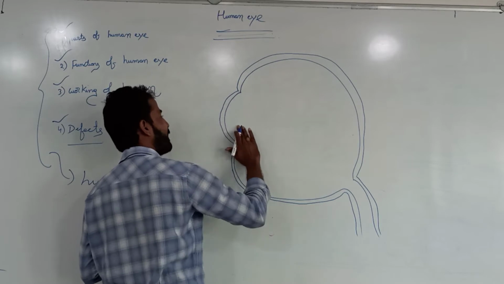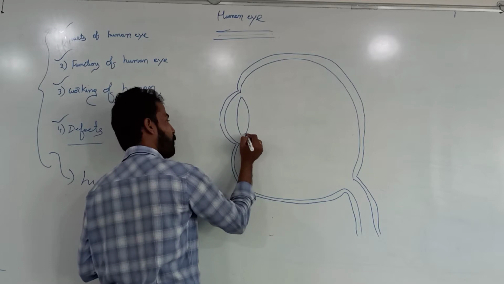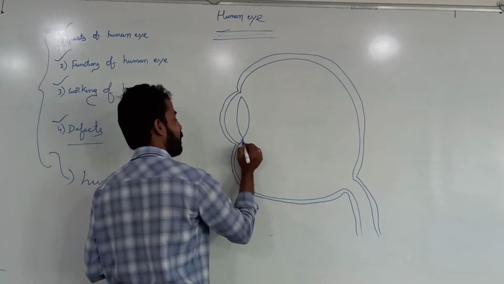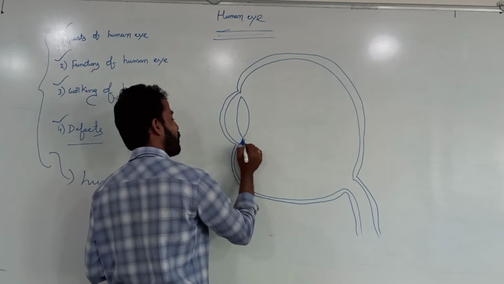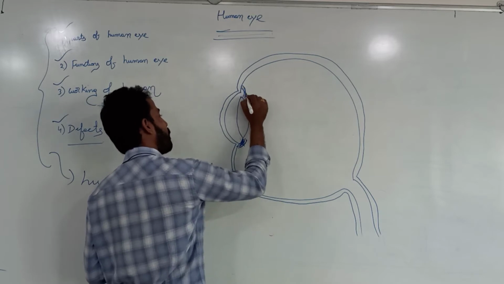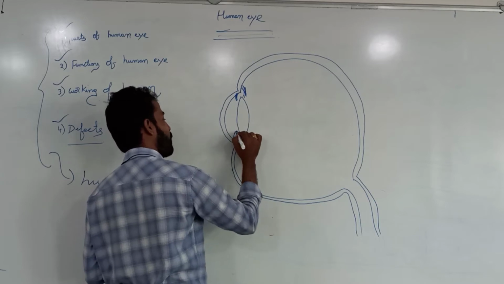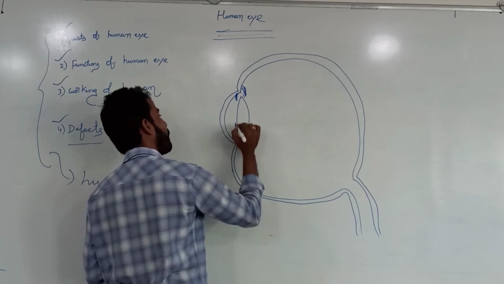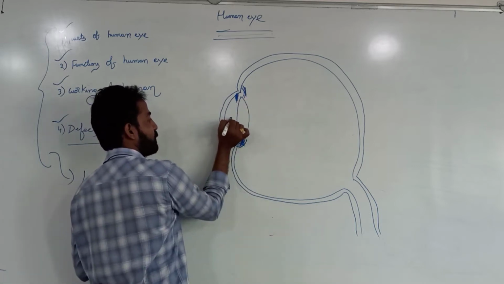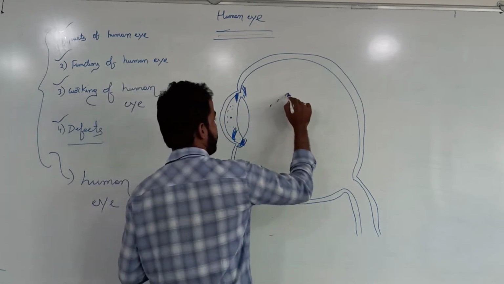Here you will have the lens. Now here you will have some cell images. Here you will have the iris. Here you will have the pupil. Here aqueous fluid will be there. Here vitreous fluid will be there.